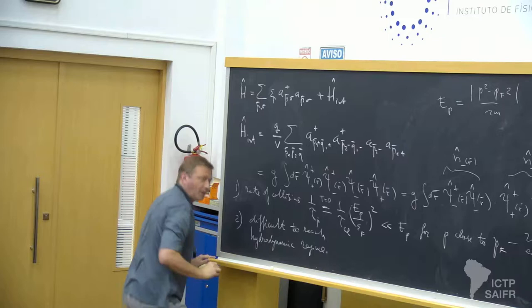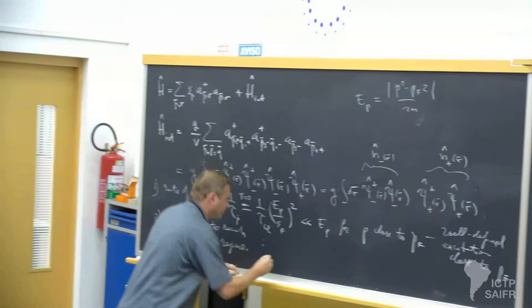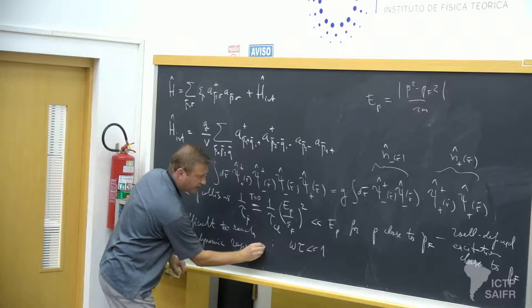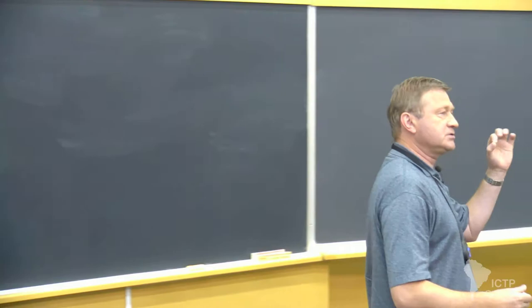Because hydrodynamic regime means that you need a local equilibrium. And that means the criterion for the hydrodynamic regime is omega tau much less than 1. This is the hydrodynamic regime. So that means during the period of oscillation of, let's say, a collective mode or whatever, the particles undergo many collisions such that they establish local equilibrium.